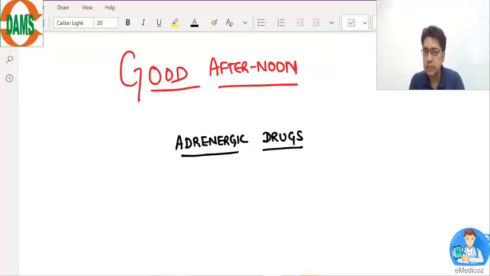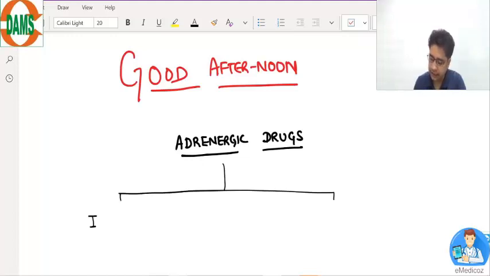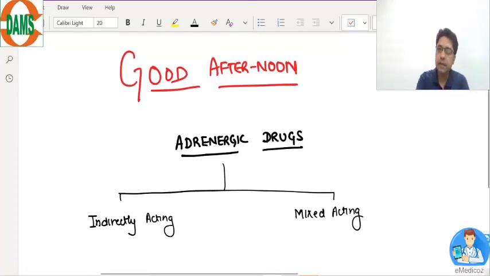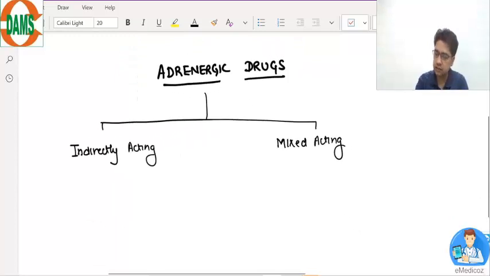Yesterday we discussed directly acting sympathetic drugs, or directly acting adrenergic drugs. Today we will be starting with indirectly acting and mixed acting adrenergic drugs. Now, what was the mechanism of action of these drugs? So this is the first slide of the day.